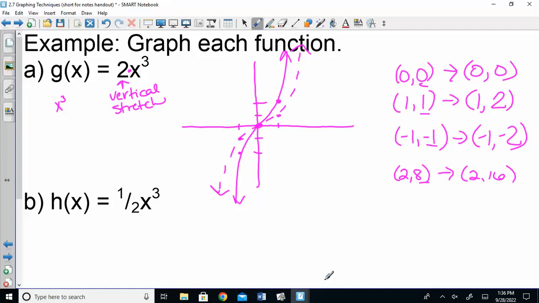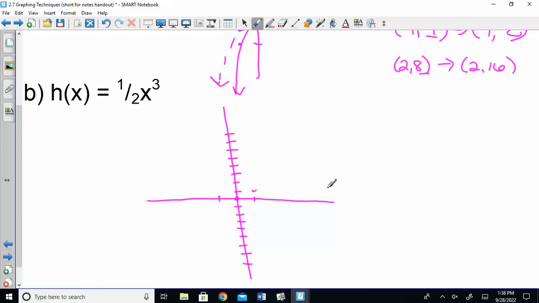Questions there? You guys try B. So same parent function as last time. So we had 0, 0, 1, 1, negative 1, negative 1. If you wanted more points, you could do 2, 8, and negative 2, negative 8. And that's up to you.